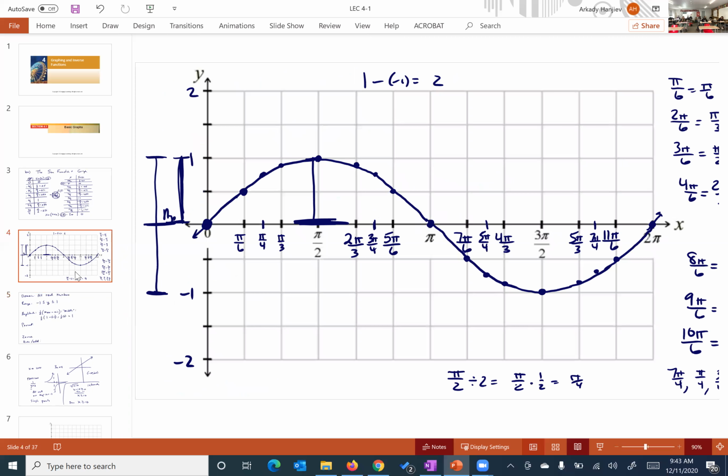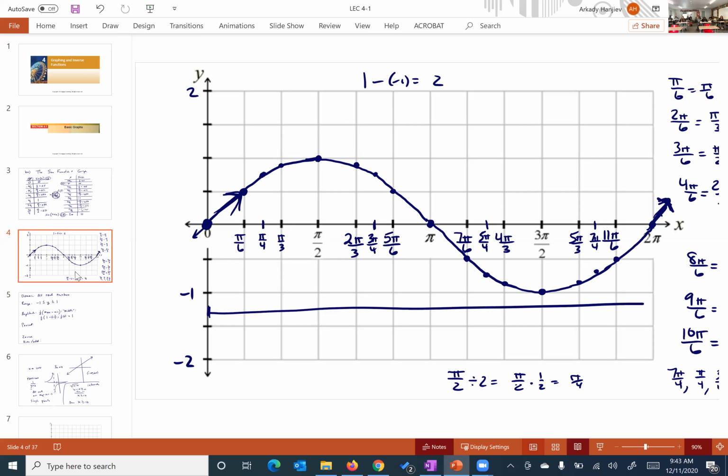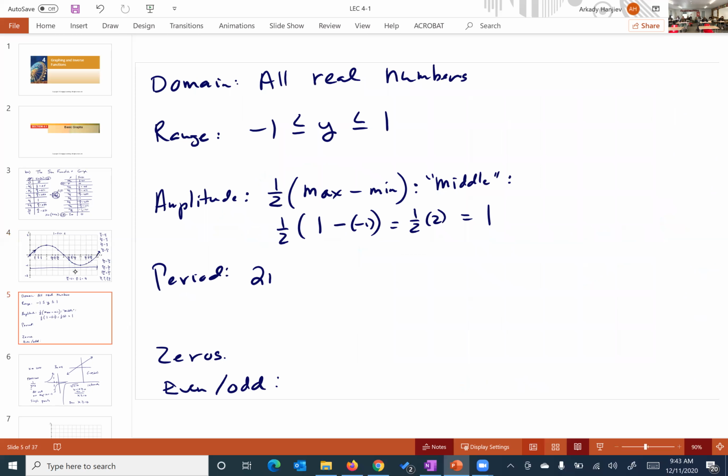What's my period? How long does it take for this guy to start repeating itself? We can't say it's pi, but we can say it's 2 pi, because notice right after this, that part is now going to be repeating this part here. It makes this little hill, then a valley, then a hill and a valley. So tell me if you guys agree. This right here would be 1 period of this piece. After that, it's just going to recycle itself again. It's going to go up, then come down, then up, and then down. And so the period of the sine function is 2 pi.